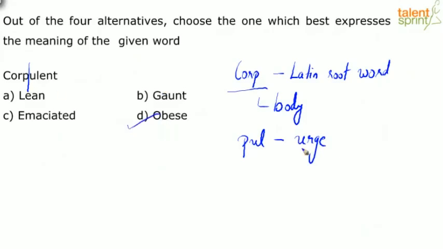So keeping in mind that you have an urge to probably eat unhealthily results in excessive body fat, and that's why you become obese. Are you following? So just the knowledge of these two root words has helped you figure out the same meaning word. Let's move on to our next question.